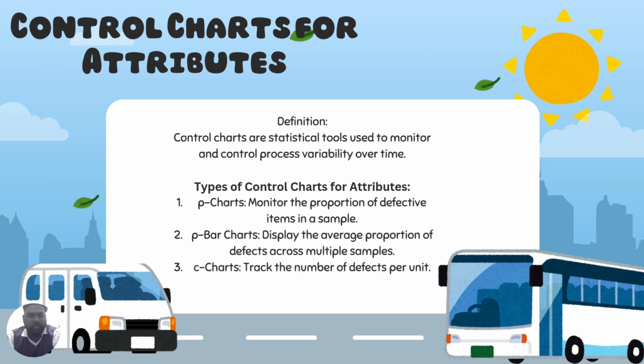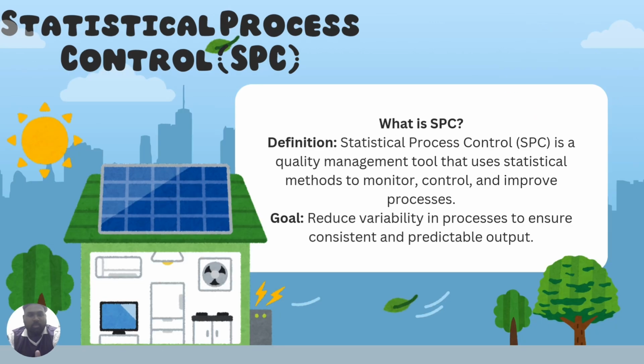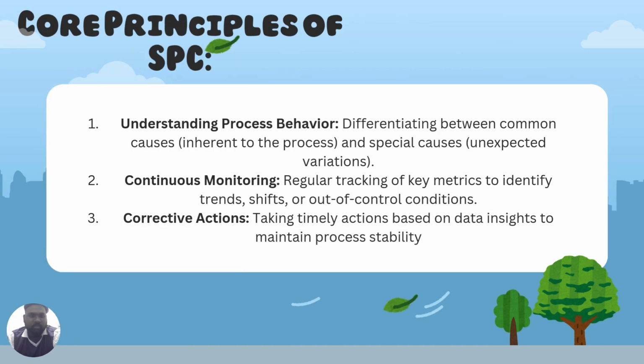And the next is we want to learn about statistical process control, that is SPC. First, we need to know what SPC is. SPC is a quality management tool that uses statistical methods to monitor, control, and improve processes. And the goal of SPC is to reduce variability in processes to ensure consistent and predictable output.